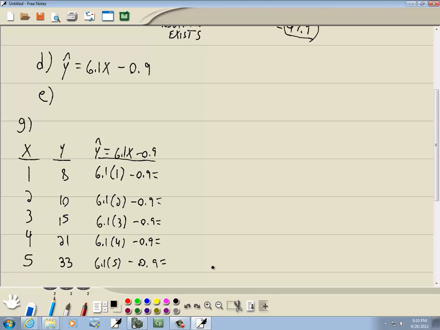Let's get a new tablet here someday. Getting so many little places in there, it's hard to write.